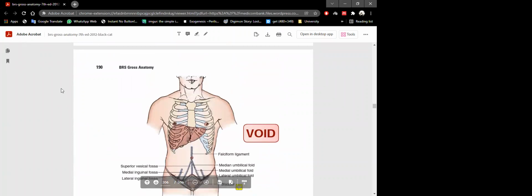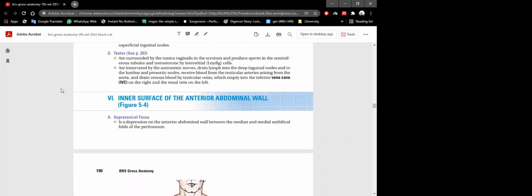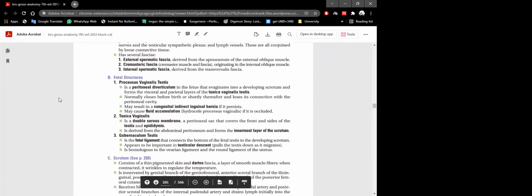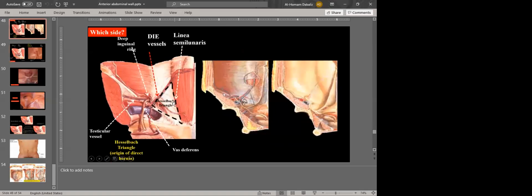Okay, so if you want a very quick summary of direct and indirect hernia: the direct hernia goes through the Hesselbach triangle. It happens more after birth, and you will see it in the lower abdomen. The indirect hernia goes through the deep ring and superficial ring, and goes down to the scrotum. It happens usually at birth, and you will see it inside of the scrotum, and that's it.